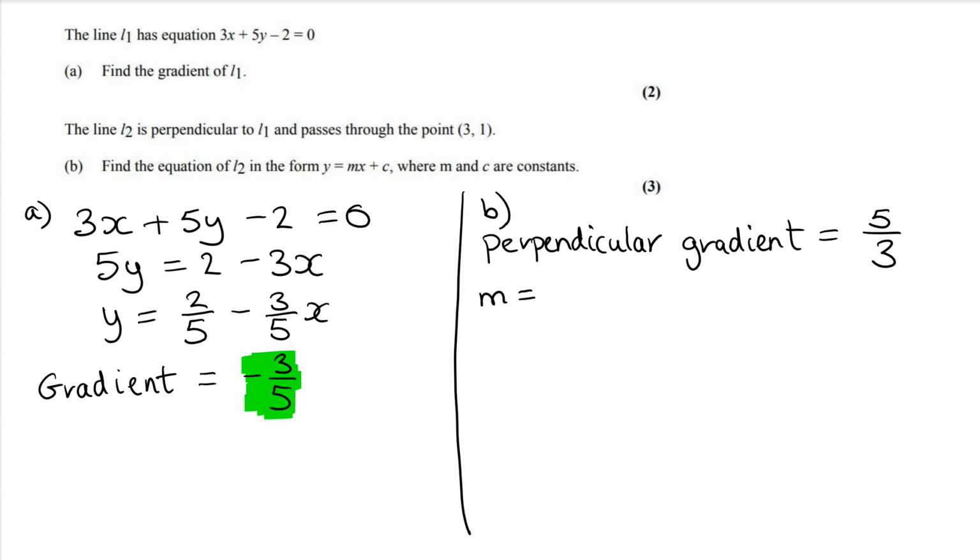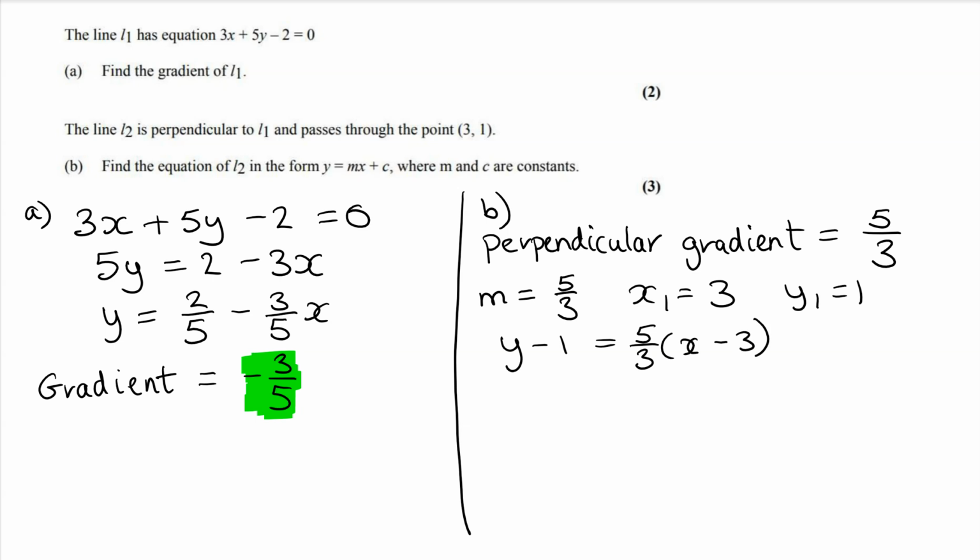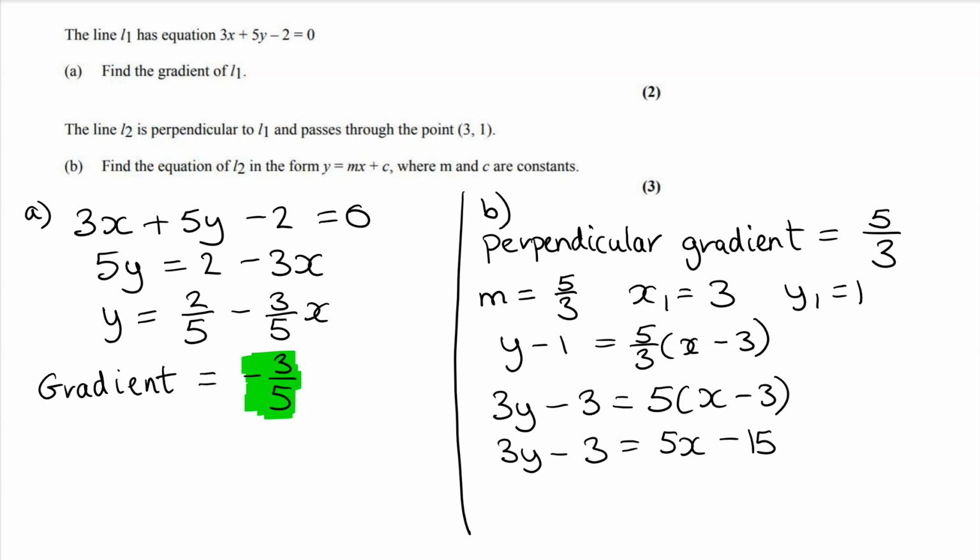So now we're looking at a line that has a gradient of 5 over 3, and it passes through the point (3, 1). So substitute everything in. We've done quite a few examples of this now. And then I'm going to multiply both sides by 3. Then I'll expand that bracket out on the right hand side. If you want to do this in one step rather than 2, you absolutely can. It's whatever you feel comfortable with.